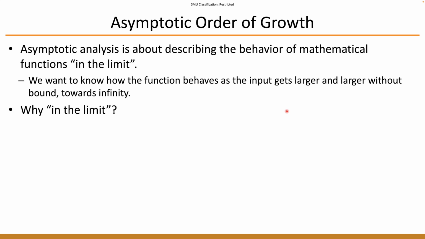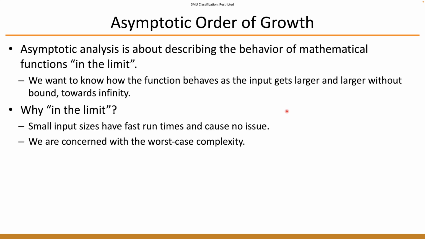So why do we look at the case in the limit? I think the simple reason is that when the size is really small, it runs very fast anyway, regardless of your complexity. So what demonstrates the superiority of a certain algorithm is really when the size grows to be very large. That's why usually we focus on the case that's really in the limit.